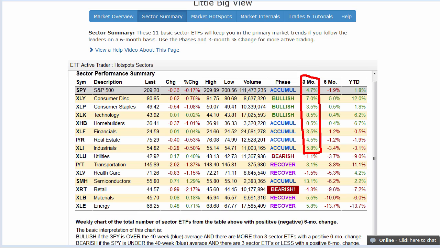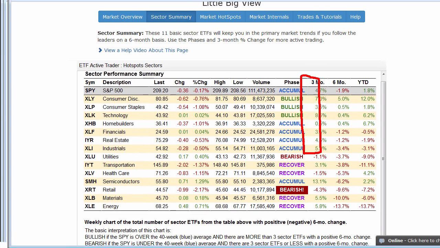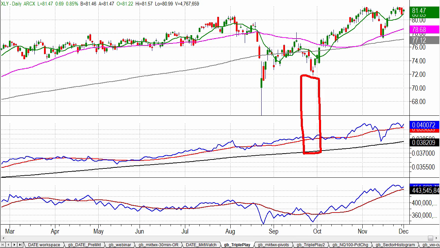And this measure is something we refer to as our triple play indicators. The triple play indicator is not a 6-month percent change, but it does enable us to take a look at an individual stock, or in this case we're going to look at ETFs, and see whether or not that ETF is leading the market in terms of both price and volume.